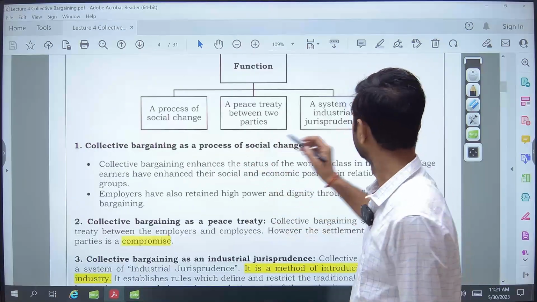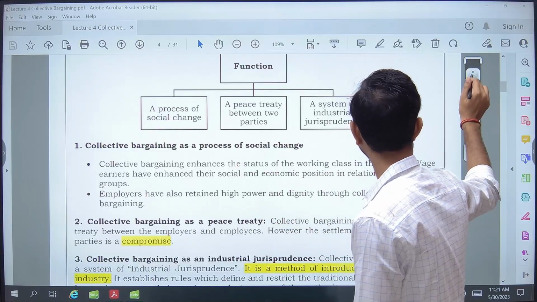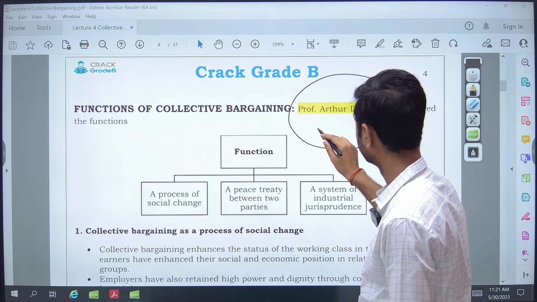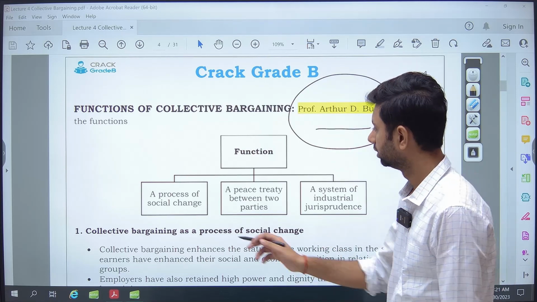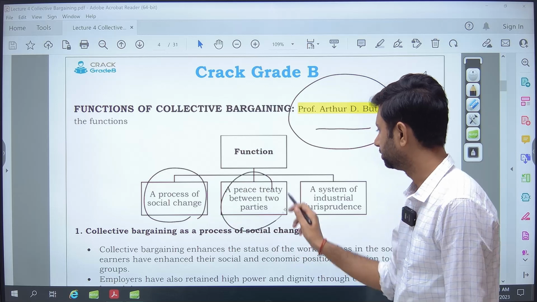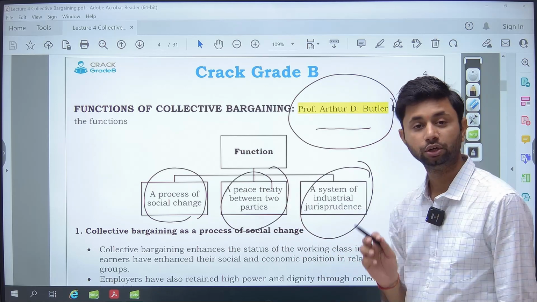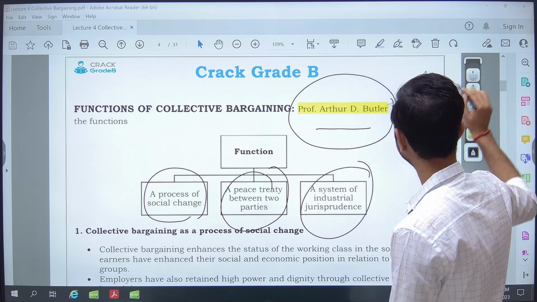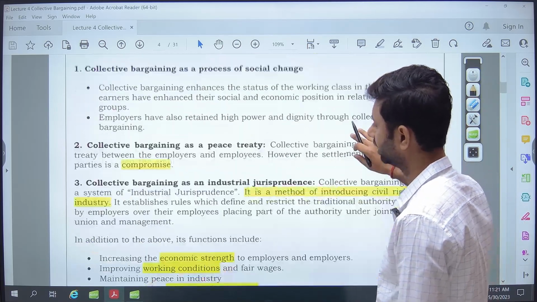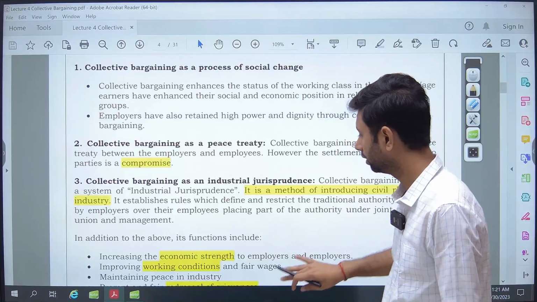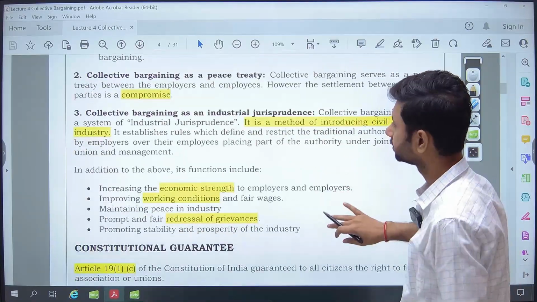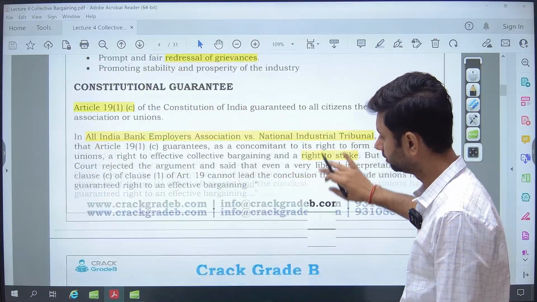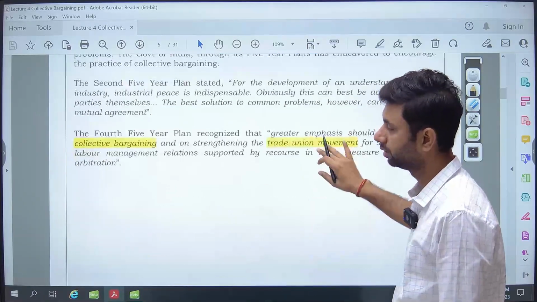Similarly, do remember the name of the scholar who has given the functions of collective bargaining, Professor Arthur D. Butler. Process of social change, peace treaty, industrial jurisprudence. Do remember this. This will come. Okay, if not this year, some year, because these questions are due. Collective bargaining, although it has very little in terms of theoretical aspect, questions will come through theories.